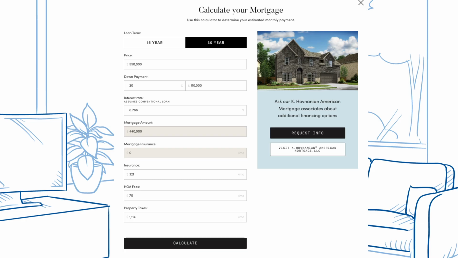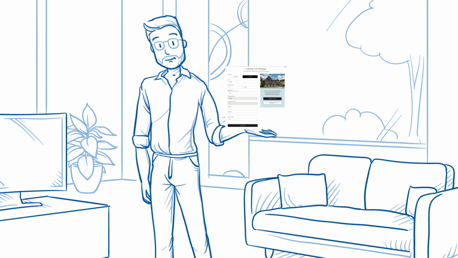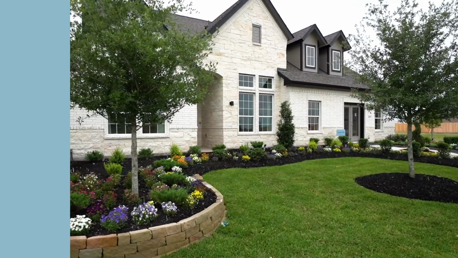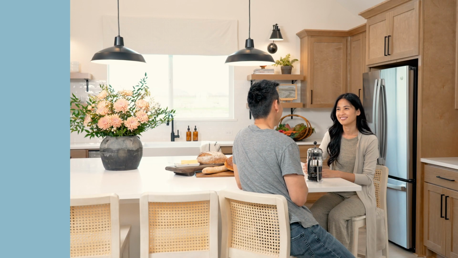Our mortgage calculator is a great resource for getting an estimate on how much you can expect to pay on a given home. We'll be using it in this video to help you understand how various savings or rate reductions can affect the monthly payment on a given home.